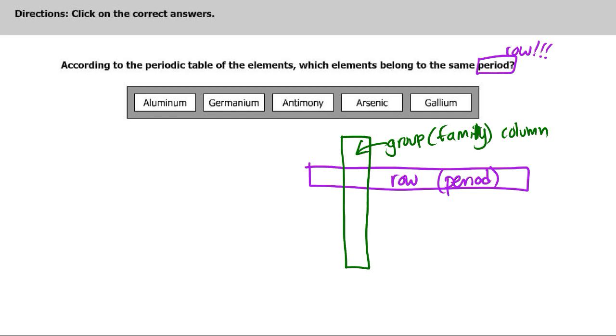So I know that gallium is next to germanium and is actually also next to arsenic. Antimony is SB and it's down there somewhere. Aluminum is Al and it's up there somewhere. The only ones that were carefully designed to be in the same period are these three. So on the SOL, you would actually select all three. Selecting two of the three or one of the three will get you no credit.